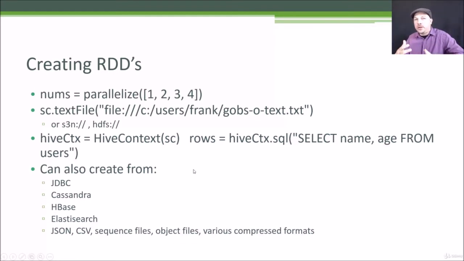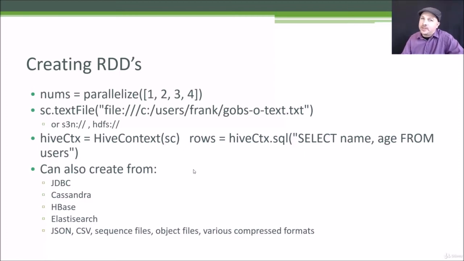And there are more ways to create RDDs as well. You can create them from JDBC connections. So basically any database that supports JDBC can also talk to Spark and have RDDs created from it. Cassandra, HBase, Elasticsearch, also files in JSON format, CSV format, sequence files, object files, and a bunch of other compressed files like ORC or what have you. I don't want to get into the details of all of those. You can go get a book and look those up if you need to.